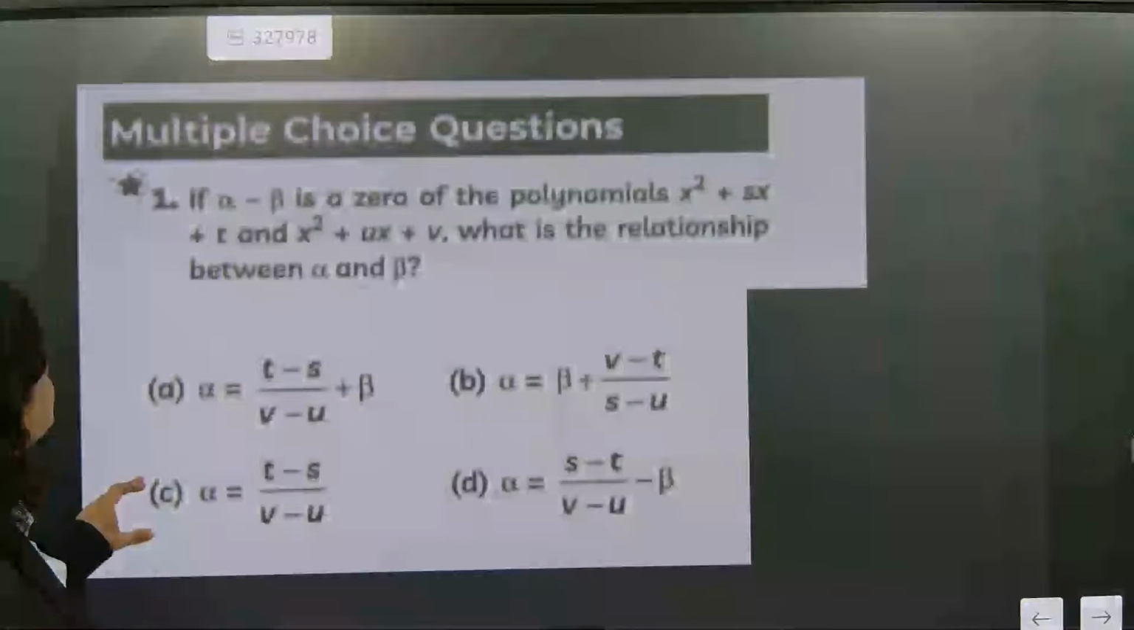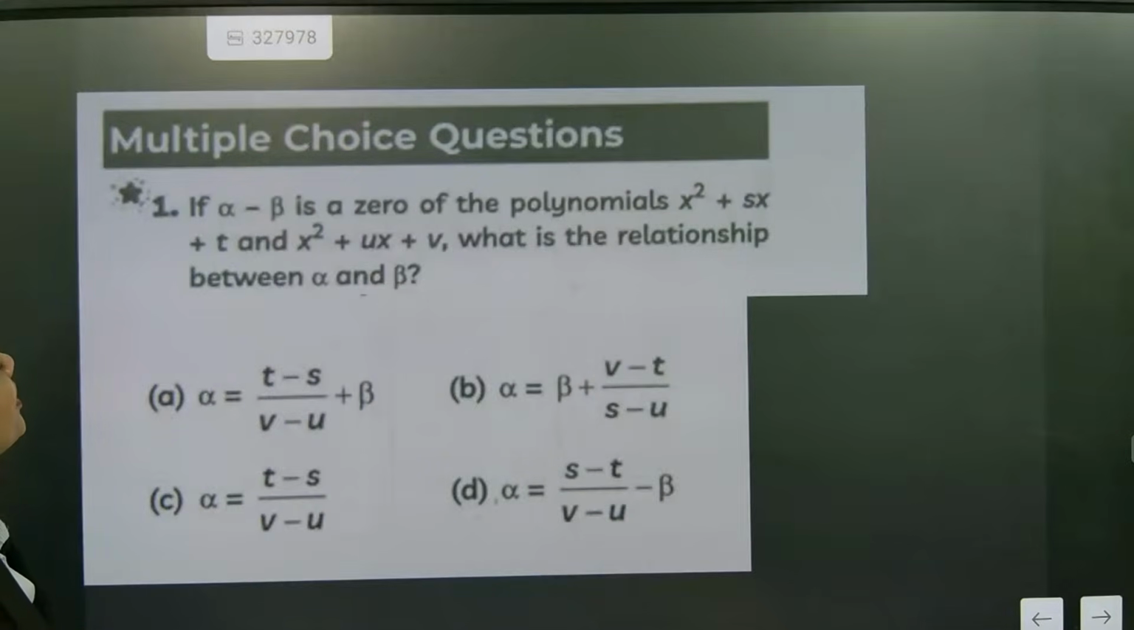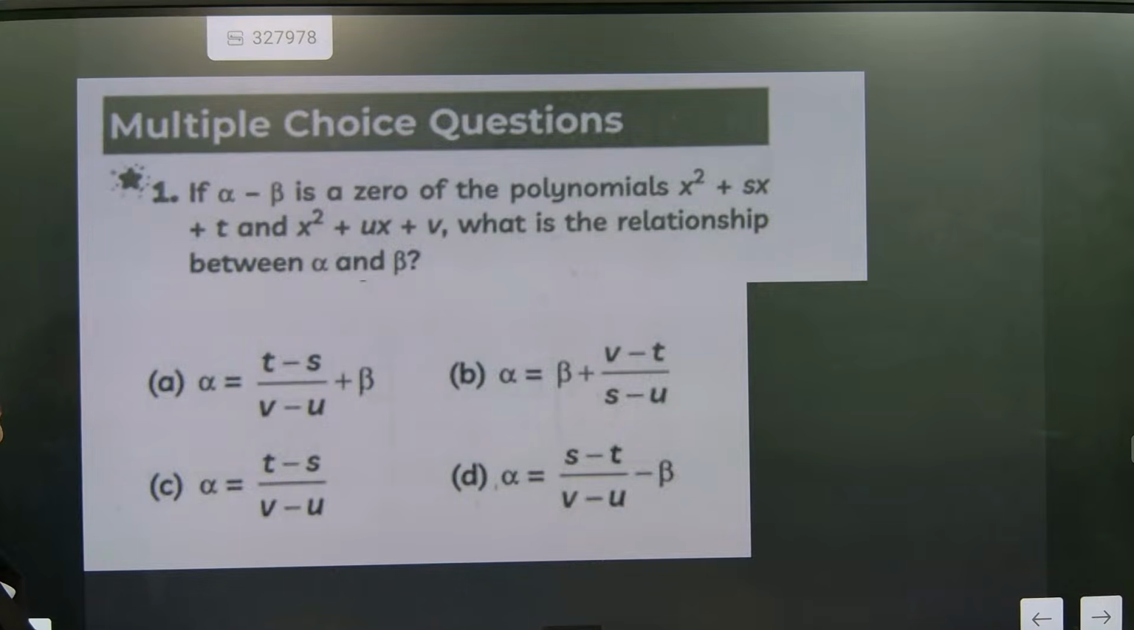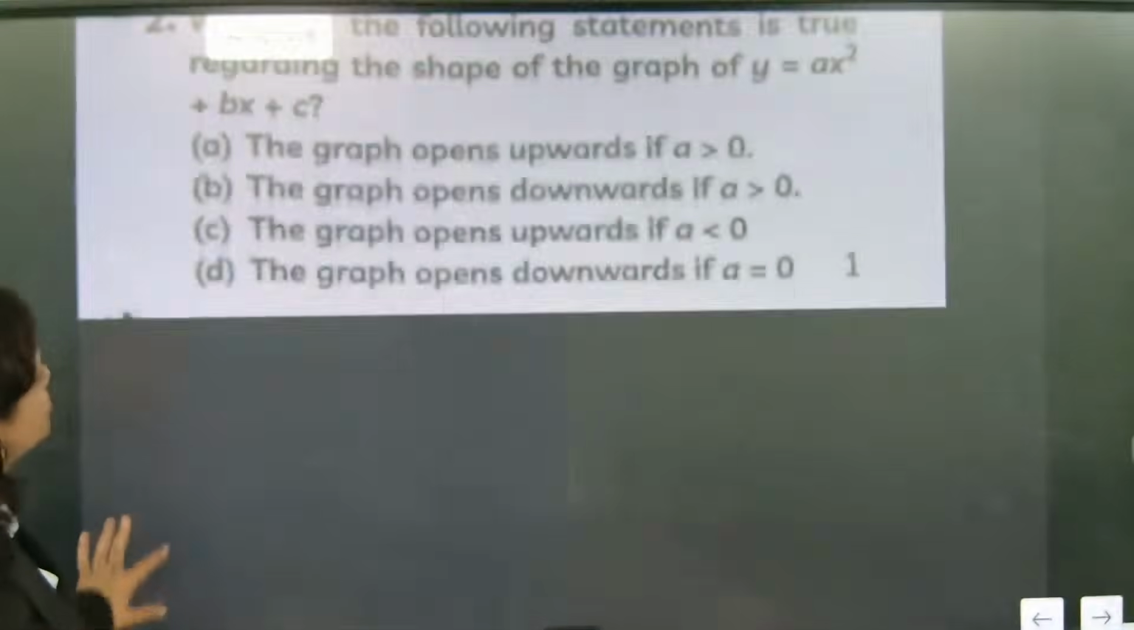Understood? So now this type of questions, multiple choice question, will it be tough for you? Alpha minus beta is zeros of the polynomial. Same pattern here. What is the relationship between alpha and beta? Alpha minus beta is a zero of quadratic polynomial. This is seriously a good question. Go for it. How many pages are left? This is the last page.